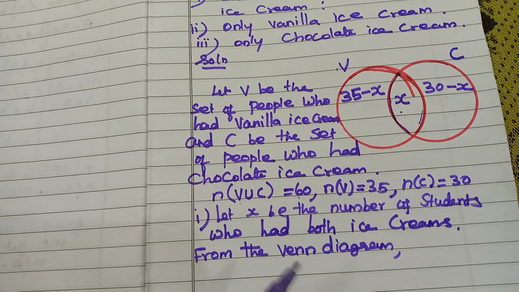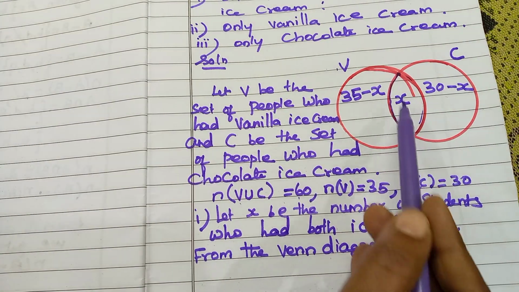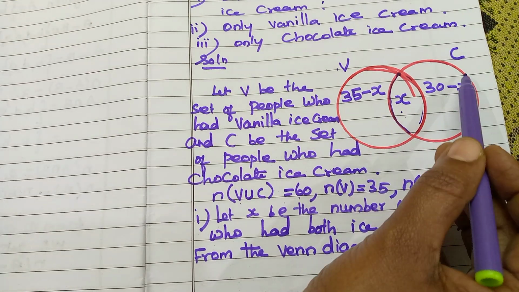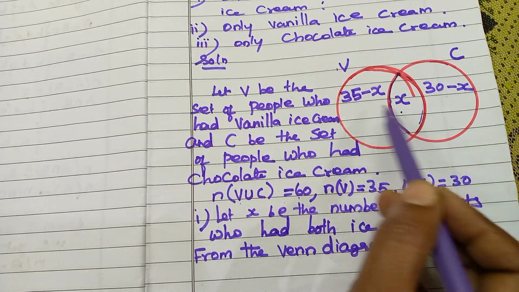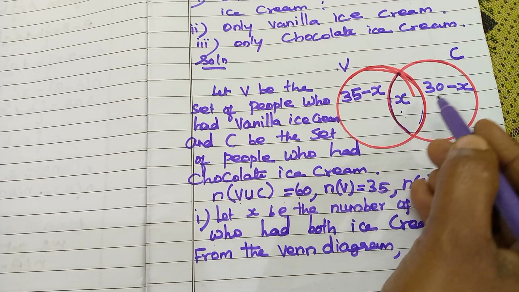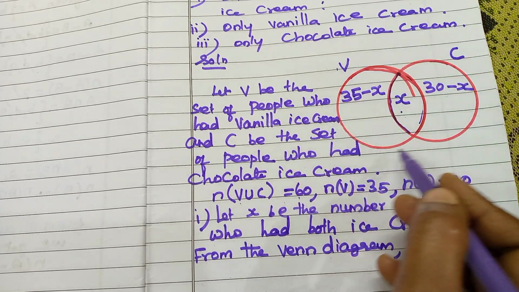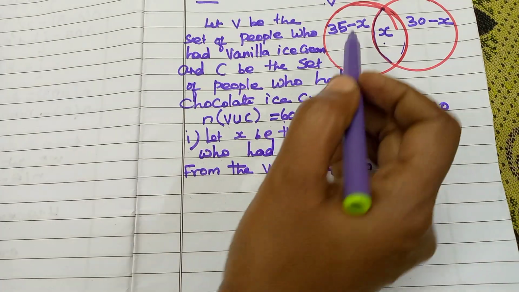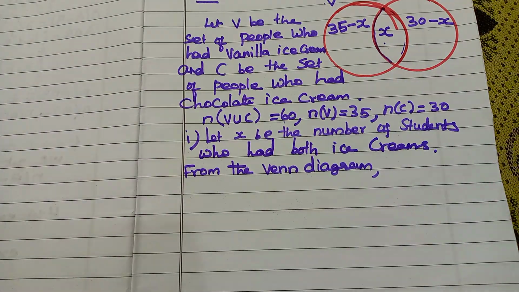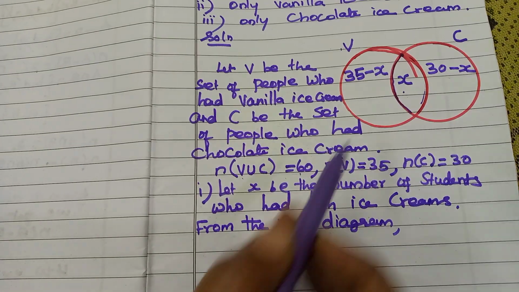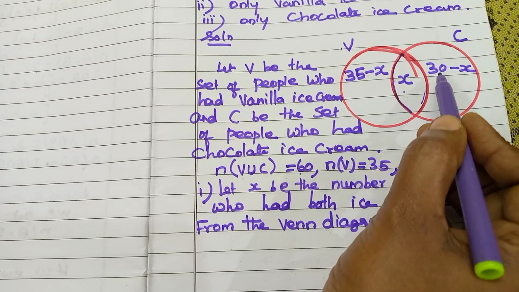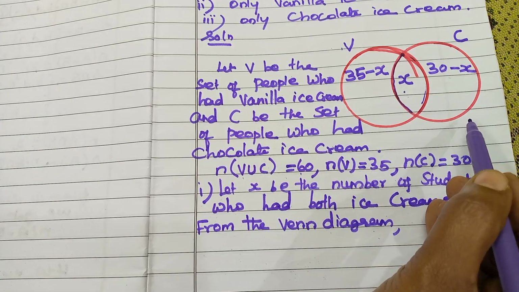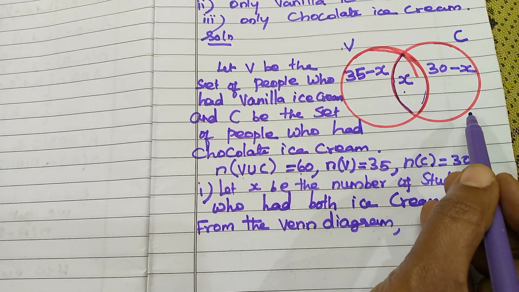We have to find the number of students having both, no? So X. If you are using that formula, easily we can find out. So sum of all this: 35 minus X plus this X plus 30 minus X is equal to total, B union C. So from the Venn diagram, 35 minus X plus X plus 30 minus X, sum of all this both set equal to union B union C. B union C is 60.